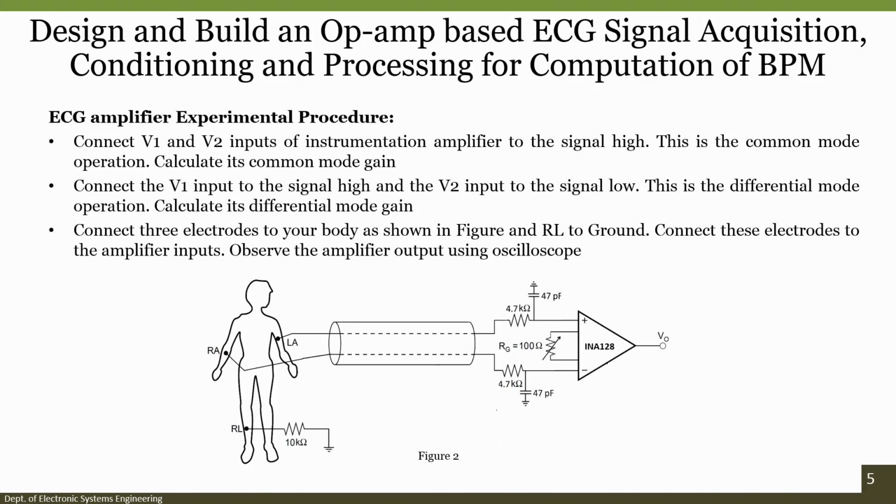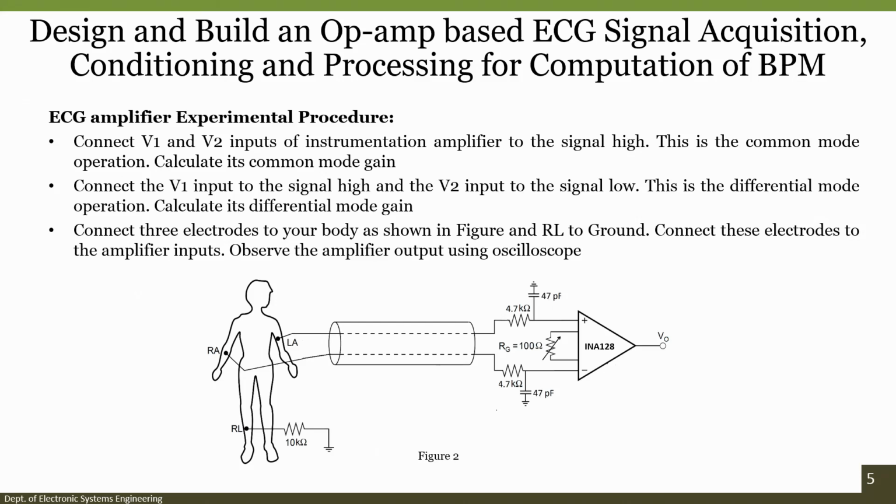So, the first one is you have to connect V1 and V2, which are the inputs to the instrumentation amplifier, to the signal high. This is the common mode operation, and we have to calculate its common mode gain. The second process is we connect V1 to the input signal high and V2 to the signal low. This is the differential mode operation, and we calculate the differential mode gain.